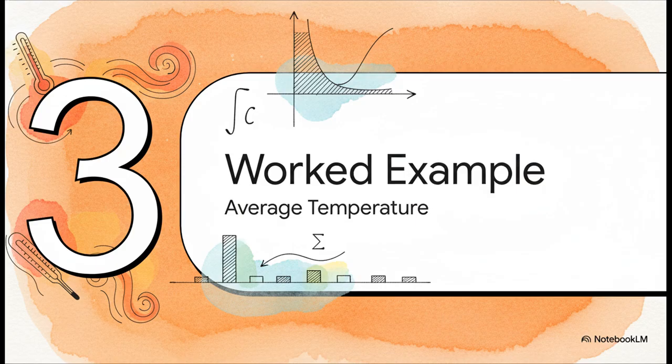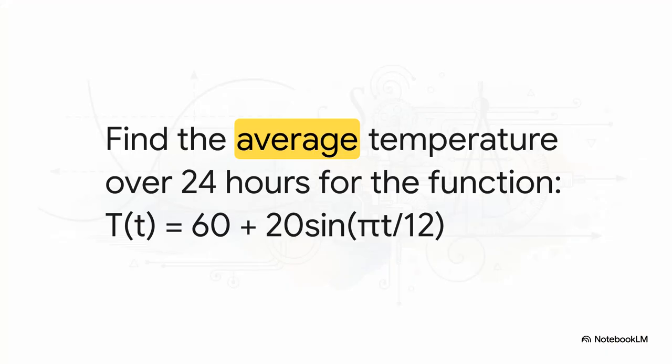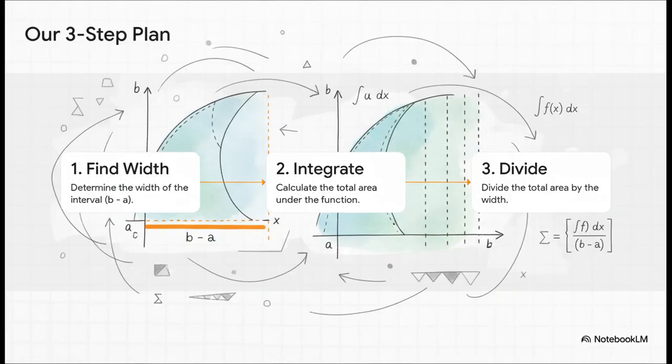Okay, theory is great and all, but let's see this thing in action. We're going to go back to that original temperature problem and solve it step by step. So here's our function, T of t. It gives us the temperature at any given hour t over a 24-hour period. You can see it starts with a base of 60 degrees, and then it goes up and down with that sine wave. Our mission is to find the single average temperature for the whole day. We can knock this out with a simple, repeatable three-step plan. This will work every single time. First, we find the width of our interval. Second, we integrate the function to find that total sum. And third, we just divide that sum by the width. That's it. Let's do it.